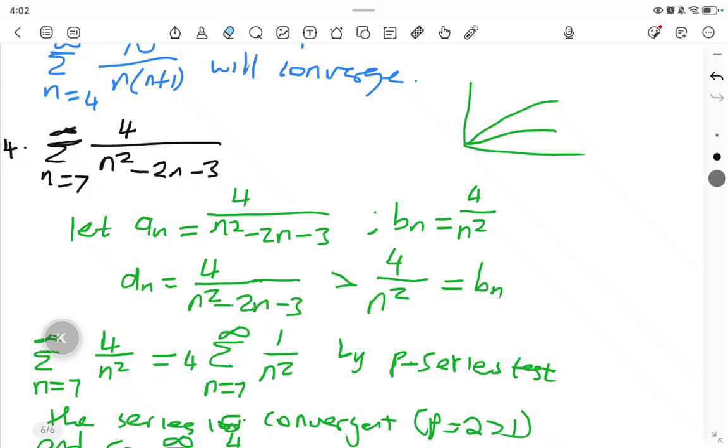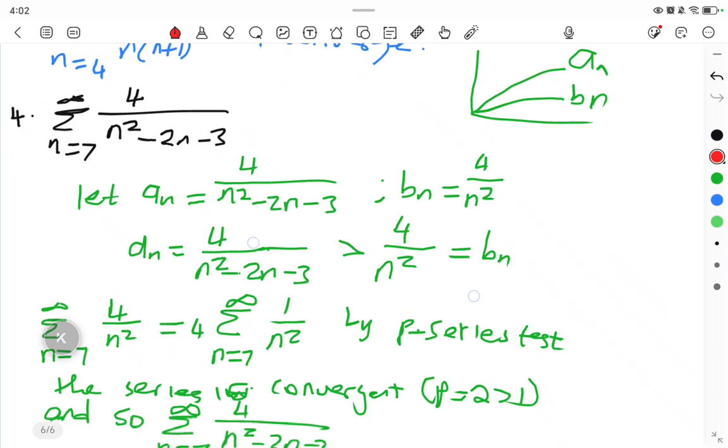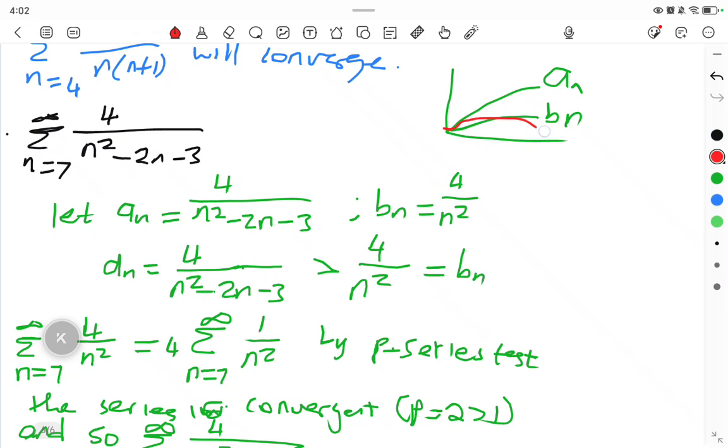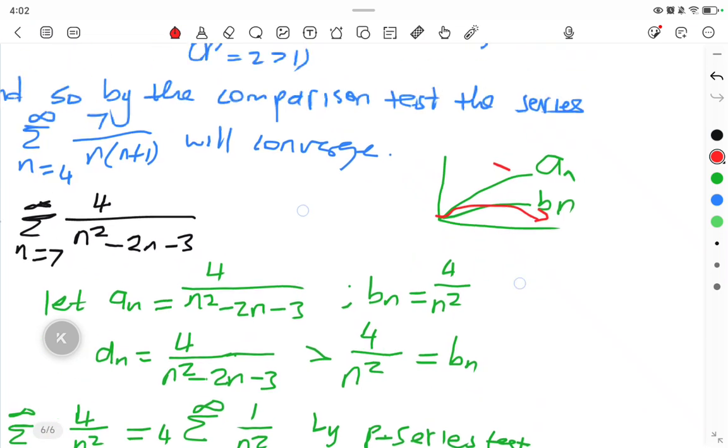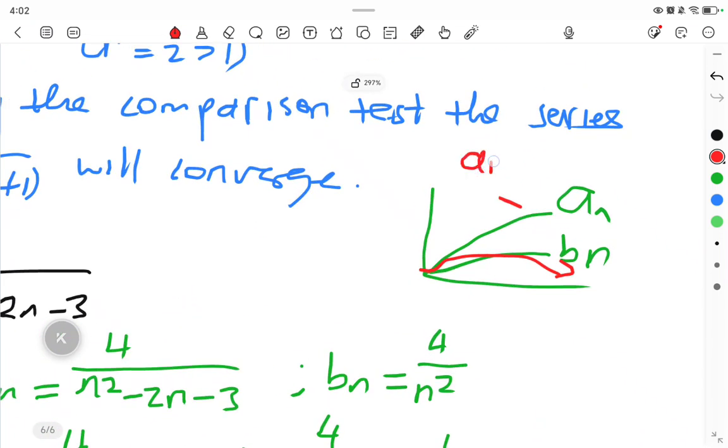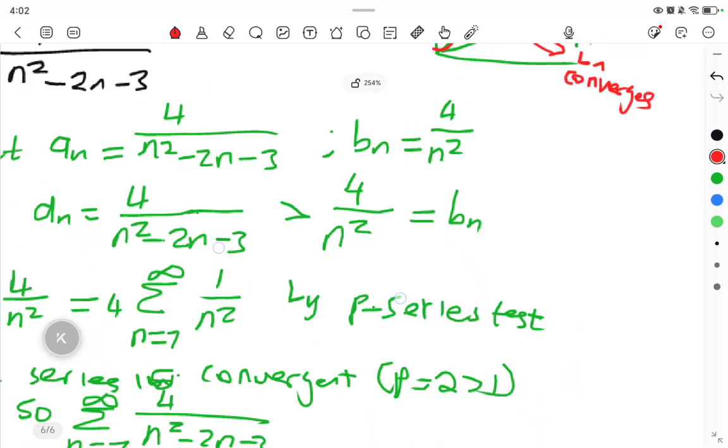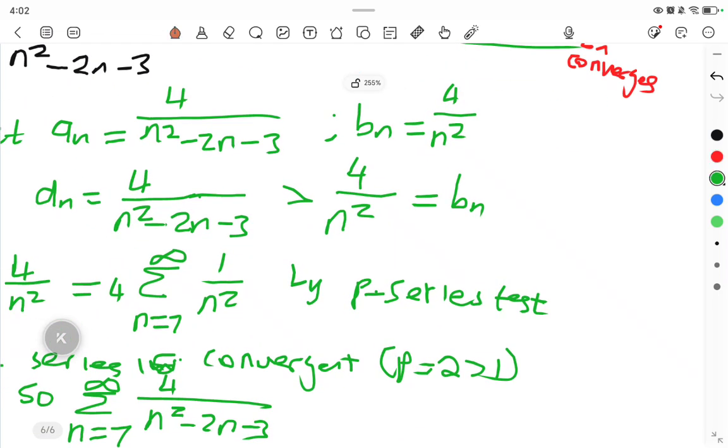Let me do this. an is bigger, bn is small. So this one gives us the case to say that when bn converges, an will remain constant. You see, right? an remains constant, but bn converges. Since we don't know what an is, we'll say that this is inconclusive.